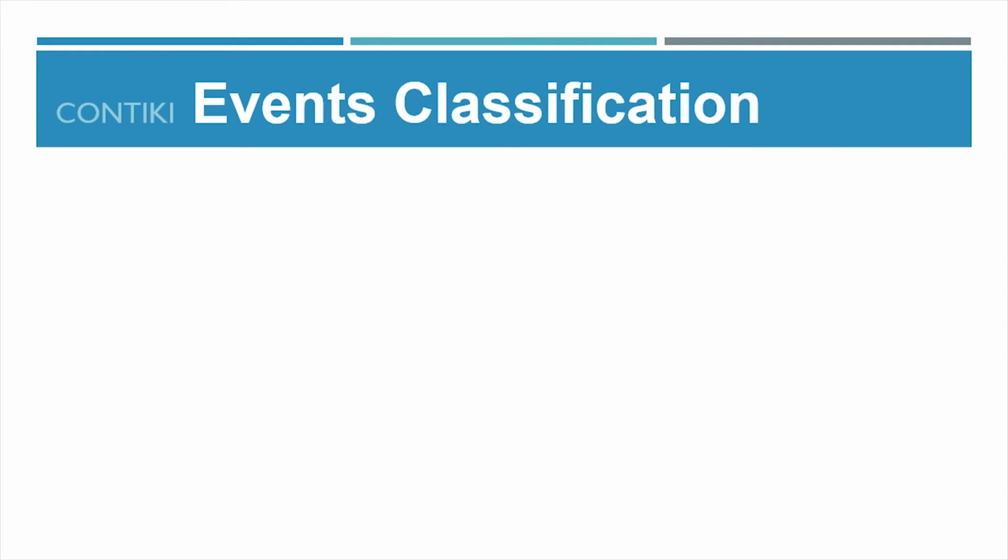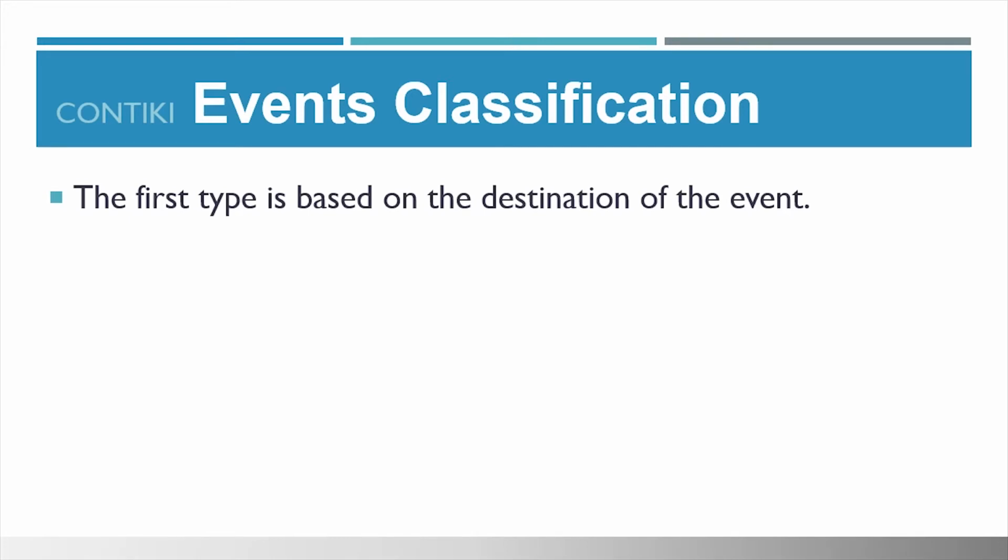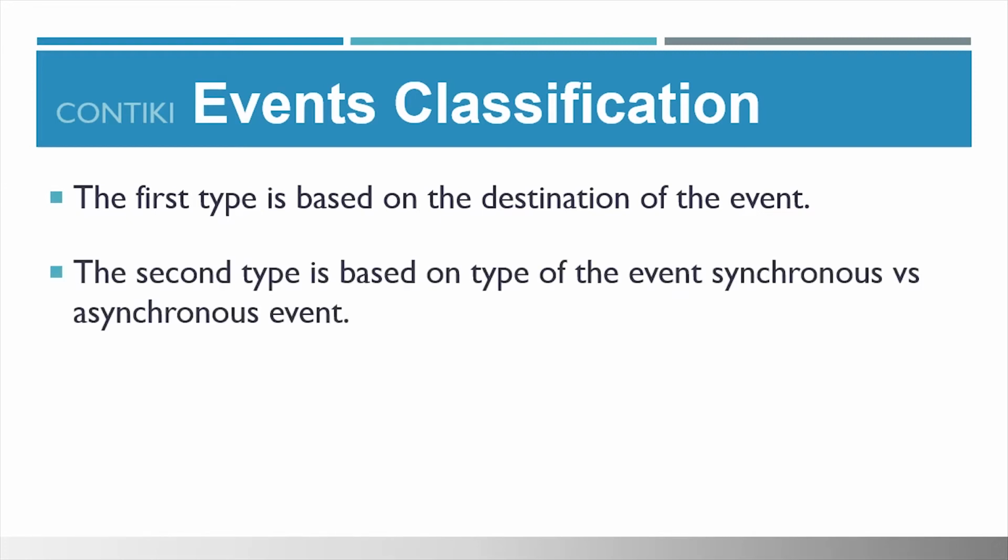There are different ways of classifying events. Namely, there are two. The first type is determined by the destination of the event. Events can have either a single process recipient, that is a single receiver event, or all processes. That's what's known as the broadcast event. The second method by which an event is classified is determined based on whether the event is a synchronous event or an asynchronous event, thus distinguishing the kind of event being sent.